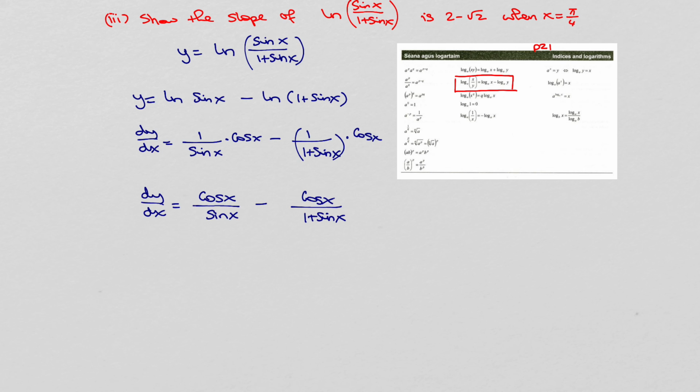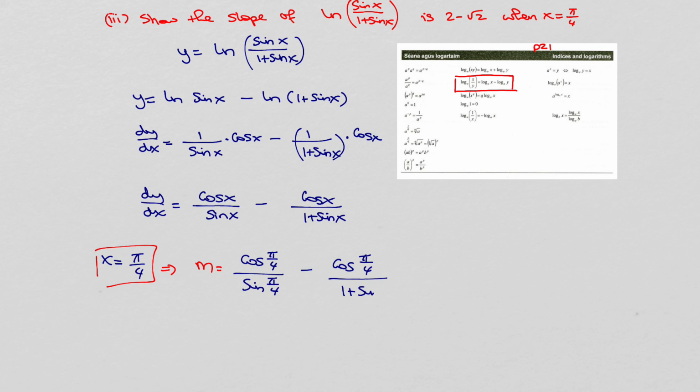And now if I sub in for x is equal to pi over 4, I can then get the slope. So we'll have cos of pi over 4 divided by sine of pi over 4 minus cos pi over 4 over 1 plus sine pi over 4. So making sure your calculator is in radians.